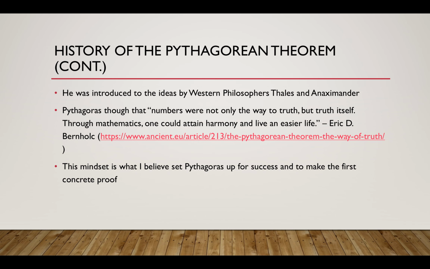Pythagoras was introduced to the ideas by Western philosophers Thales and Anaximander. And a quote from ancient website, Pythagoras thought that numbers were not only the way to truth, but truth itself. Through mathematics, one could attain harmony and live an easier life. So I just think this is a really cool quote from Pythagoras because it really shows his mindset and shows where he was with things and shows why he might have been successful in this time with this specific theorem.